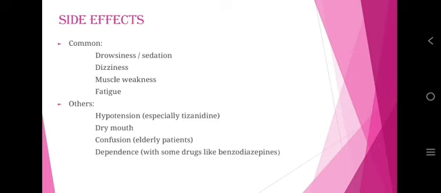Other side effects include hypotension, which occurs particularly with the administration of tizanidine, and dry mouth and confusion, which occur mainly in elderly people. Dependence is also a major side effect with drugs like benzodiazepines. These are the common and particular side effects which occur during administration of centrally acting skeletal muscle relaxants.